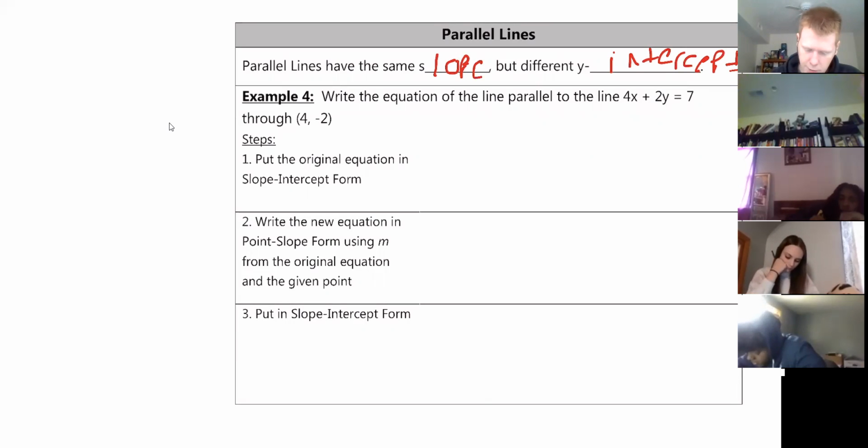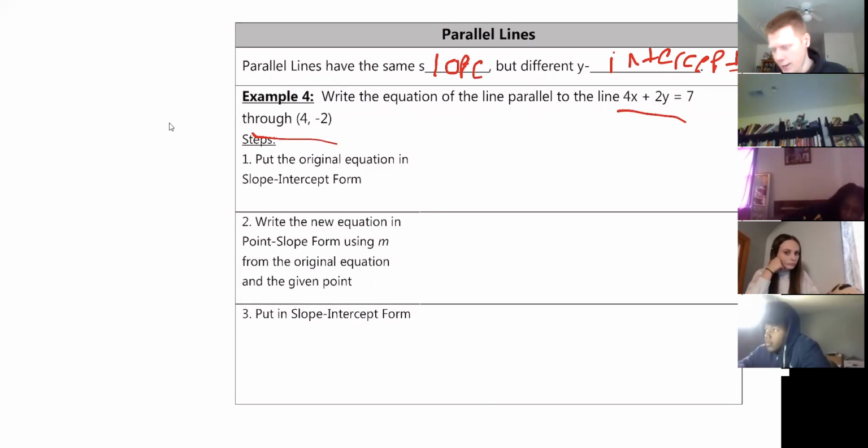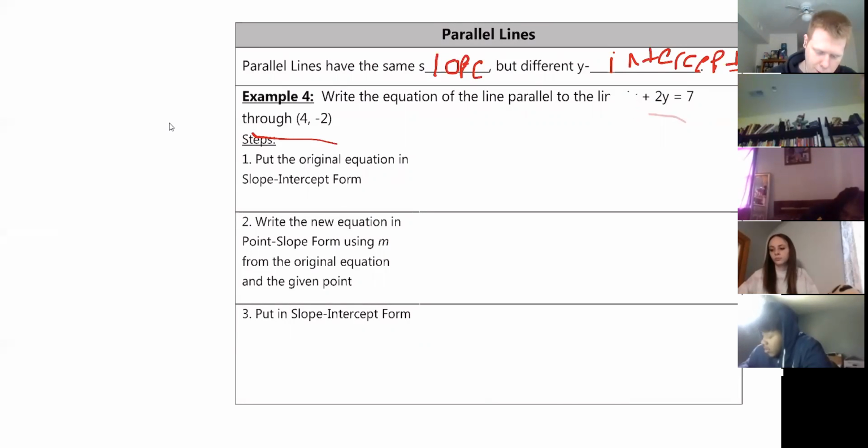So write the equation of the line parallel to this line through this point. So they're kind of jerks. They don't give you the slope. So you need to get it in slope-intercept form just to find your slope. So let's do that quick because we're on a bit of a time crunch, but you would subtract the 4x.